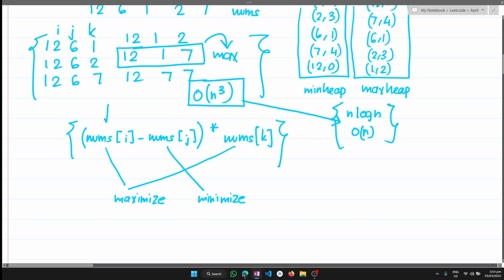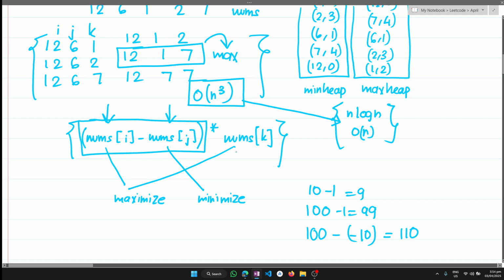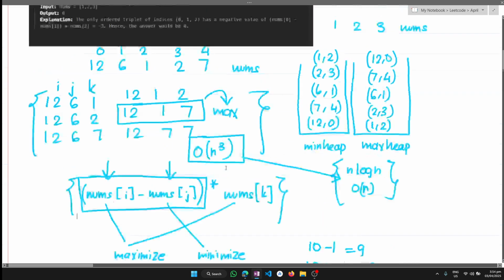How do you do that? You make sure that nums[i] is as big as possible and nums[j] is as small as possible, isn't it? 10 minus 1 is obviously 9, but 100 minus 1 is 99. And similarly, if it was 100 minus 10, it would have been even greater. It would have been 110. So you need to maximize nums[i] and minimize nums[j]. Similarly, this whole portion is being multiplied by nums[k]. So goes without saying, you want nums[k] to be as maximum as it can.